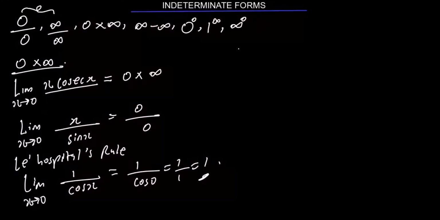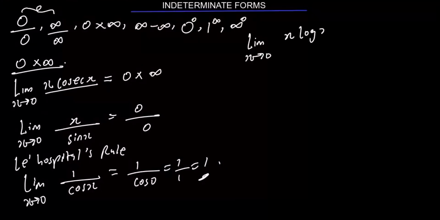Okay, what if I have something like this? The limit as x tends to 0 of x log x. Okay, let's see. How do we solve this? Let's put direct substitution. I have 0 times log 0, which is about infinity. Also, this works if the answer is negative infinity, no problem. So 0 times infinity, I'll also do it this way.